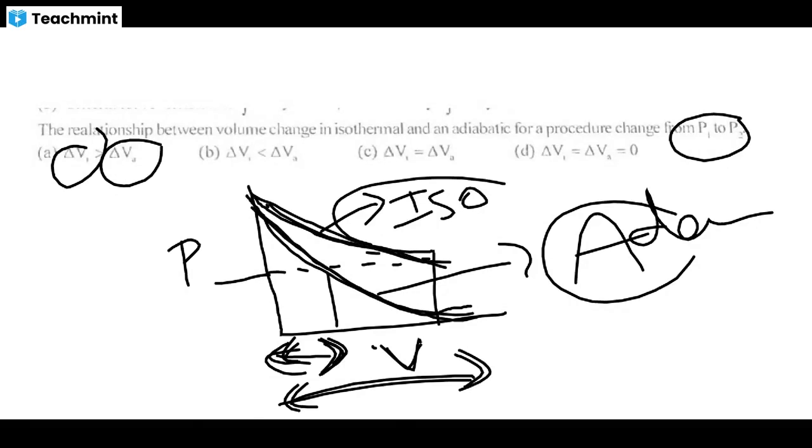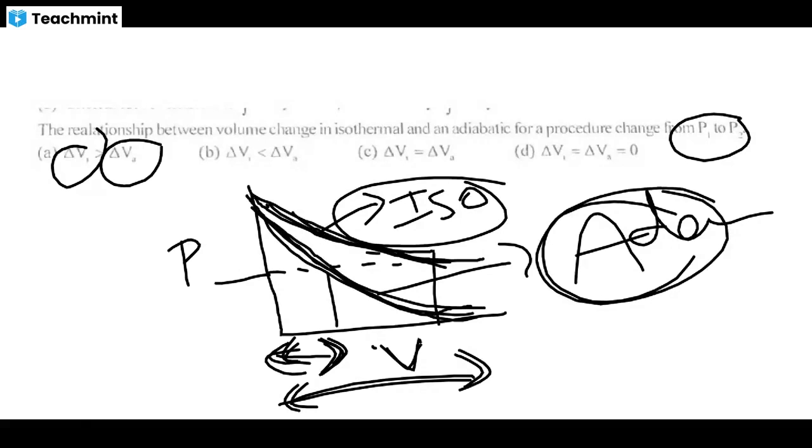Why is the curve like this for isothermal and adiabatic? Isothermal means constant temperature, so heat flows into the system to maintain the pressure, and it does not decrease the pressure. But in adiabatic there is no heat transfer, so the pressure decreases very much. When volume increases, the pressure drops much more than in the isothermal case. So you should know this.